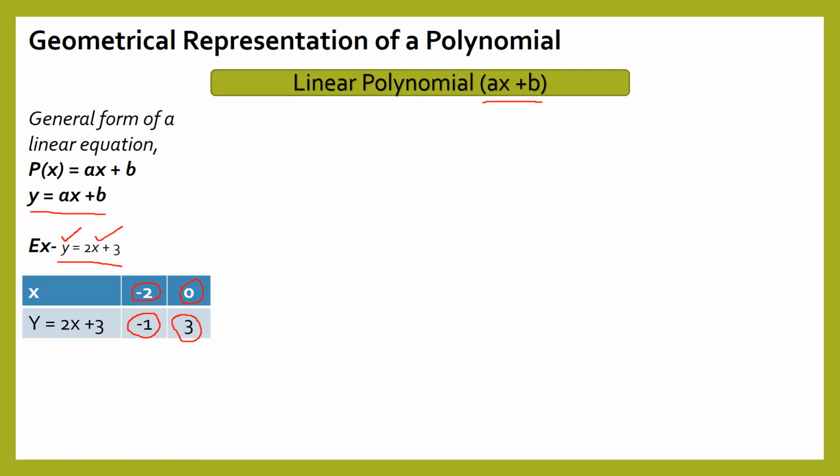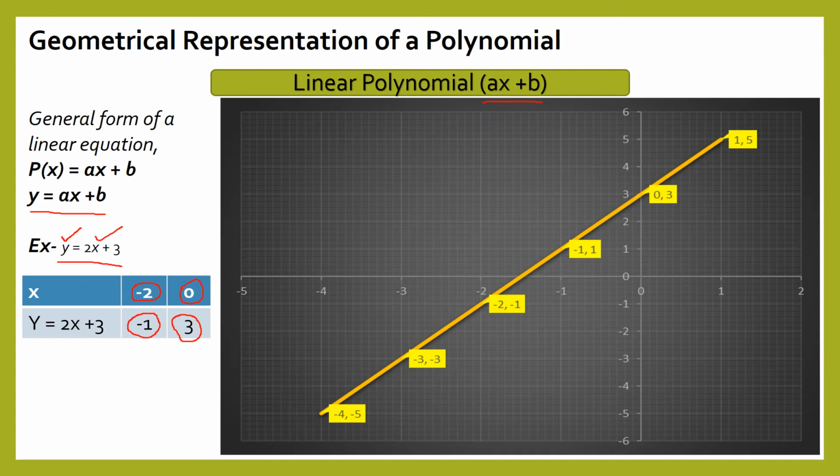Now I want to plot this on a graph paper. If you plot these points like this, you will find a linear graph. This particular point, -2, -1, resides over here.